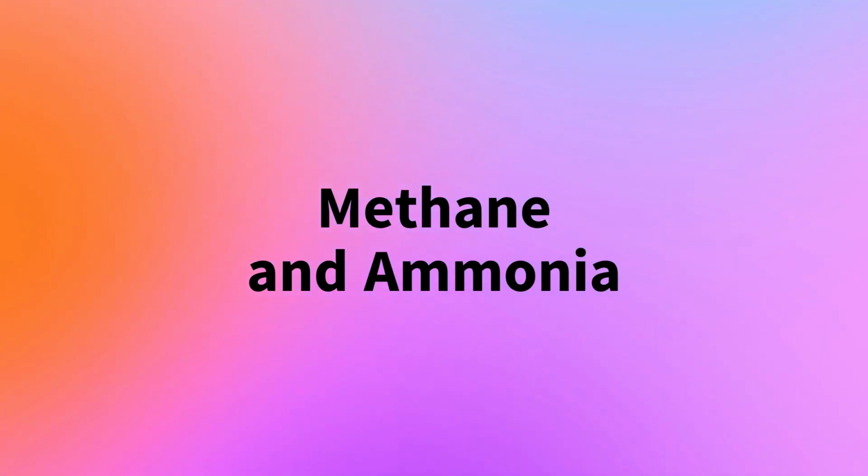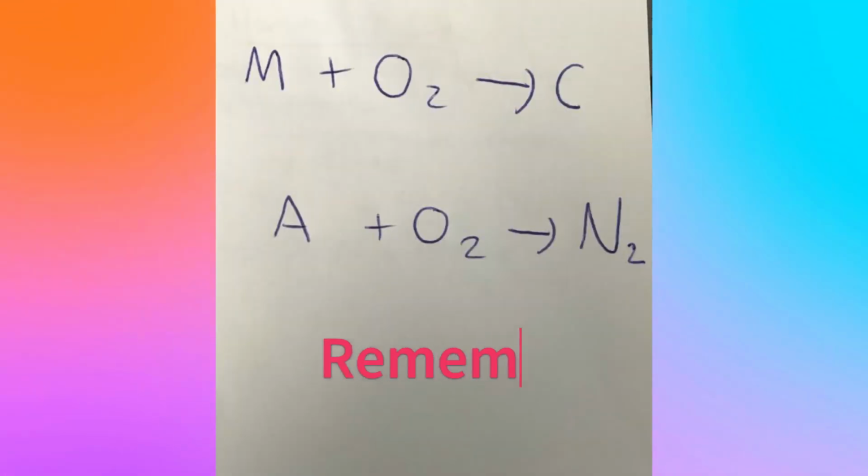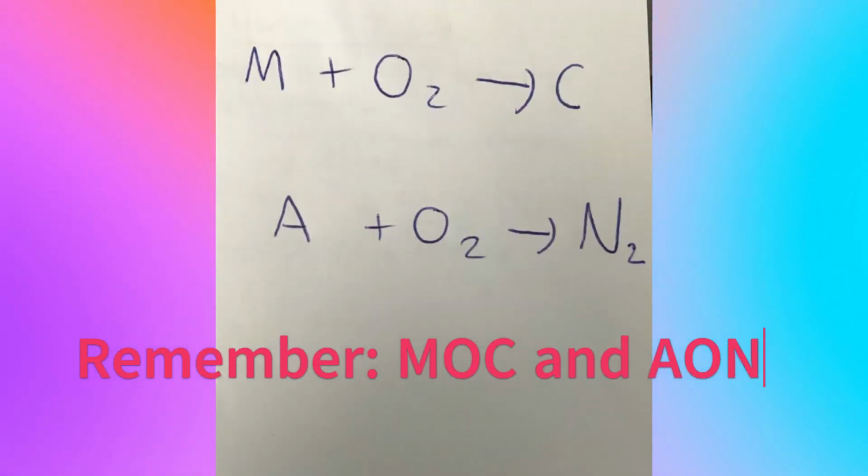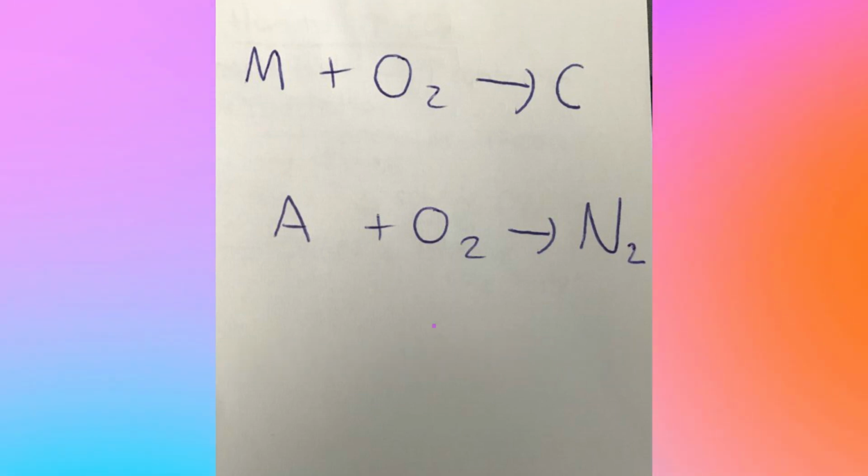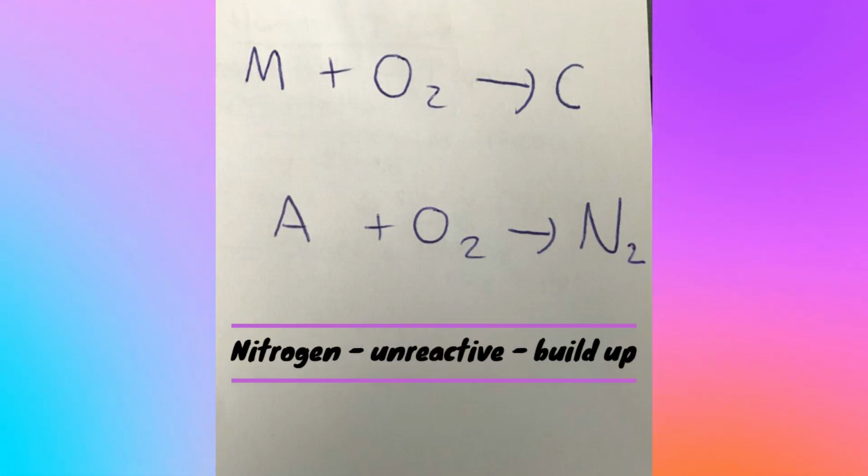But where did our methane and ammonia go? Well, our methane reacted with oxygen produced by photosynthesis to form carbon, and our ammonia reacted with oxygen to form nitrogen. Because nitrogen is a very unreactive gas, it was able to build up in our atmosphere.